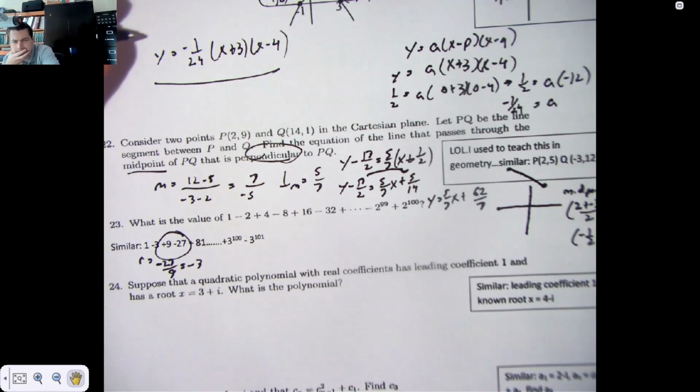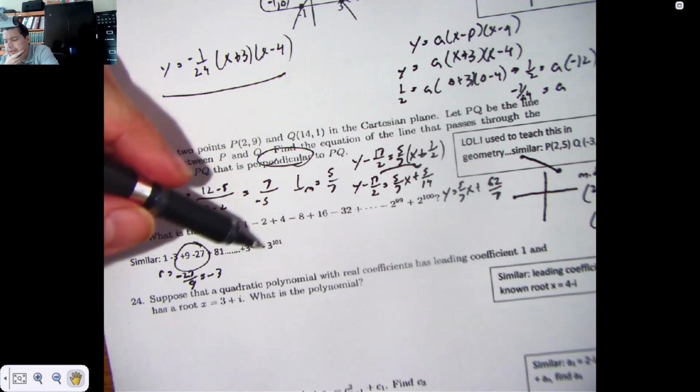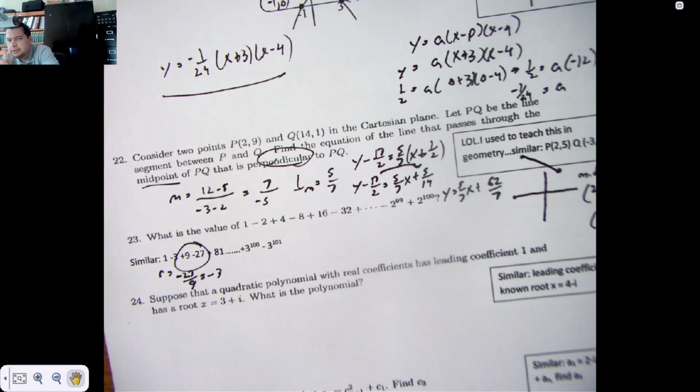How many terms are there? That's a good question. Because it starts with a 1 and ends at -3 to the 101st power. How many terms are there? That's what you got to ask yourself up here. How many terms are there?